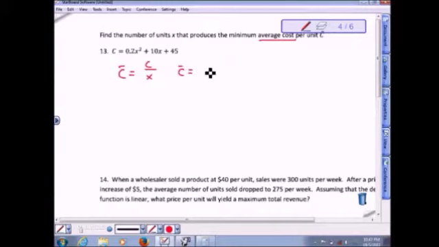So c bar is equal to this whole expression pretty much divided by x, but it's going to make the derivative easier to divide every term separately by x. This becomes 0.2. Now x squared over x is x, and then 10x over x is 10, and 45 over x.